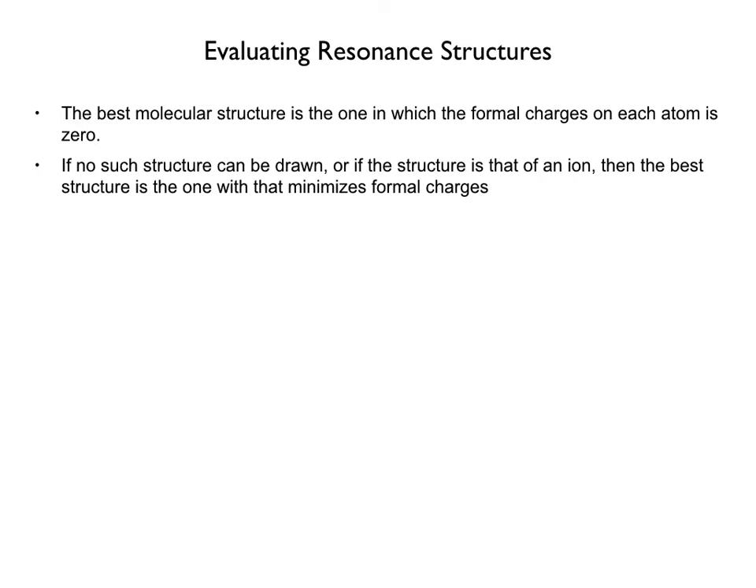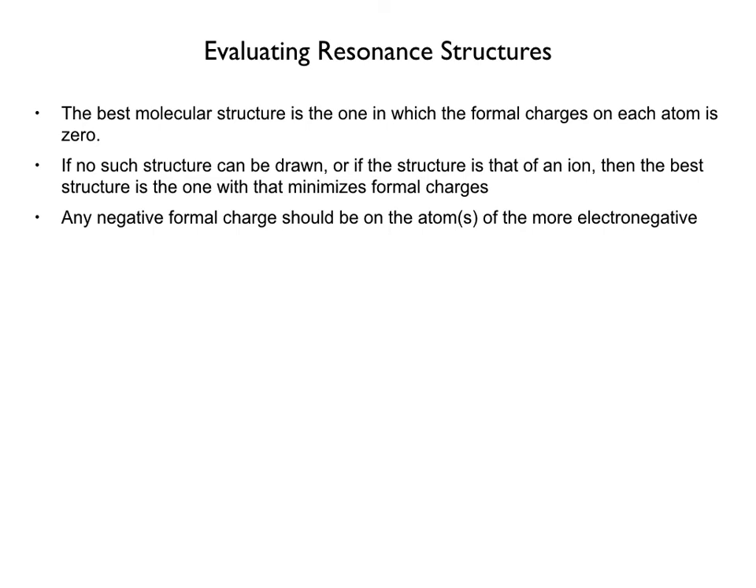If we can't draw a Lewis structure where all atoms have 0 formal charge, then the best structure is the one that minimizes the amount of formal charges. And if we have to have a charge, and if we have a negative charge, the best structure is going to be the one that's going to put the charge on the more electronegative element. So those are our 3 criteria for evaluating our various Lewis structures, or resonance structures.